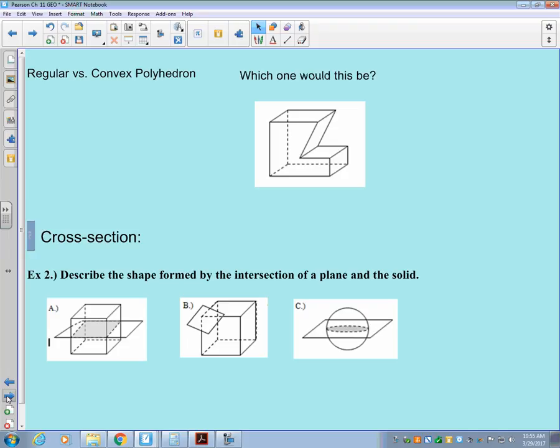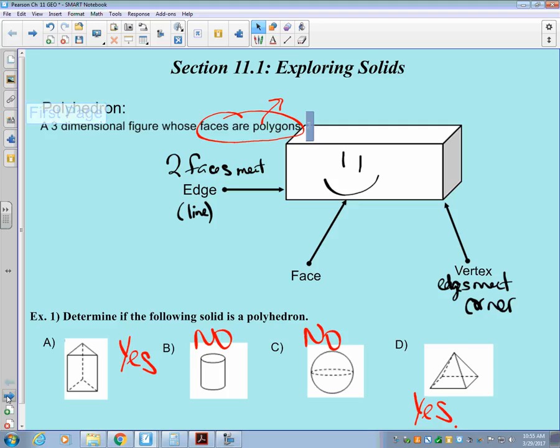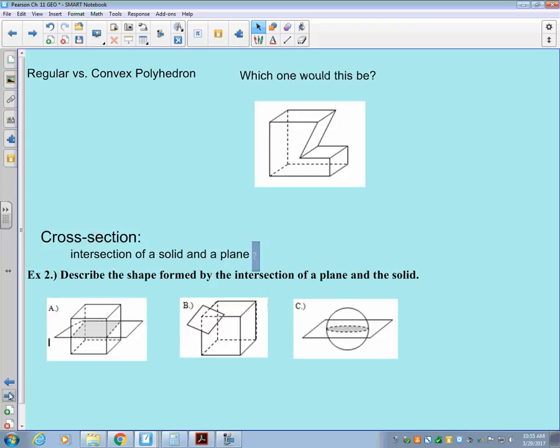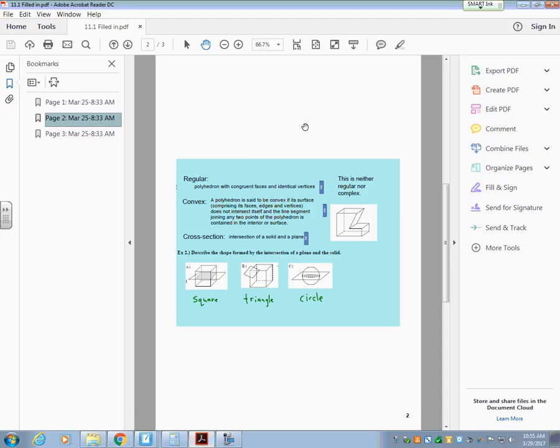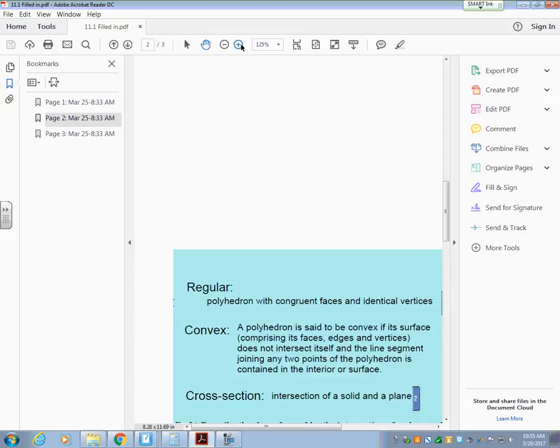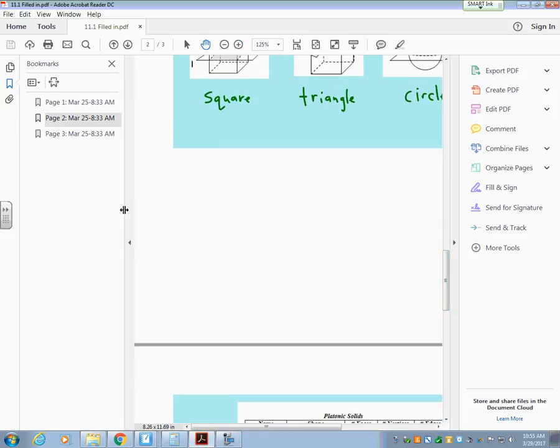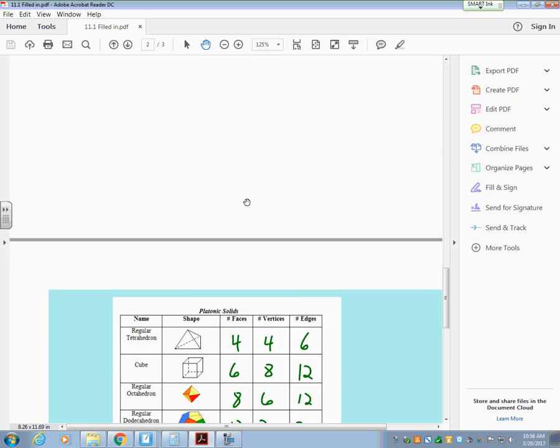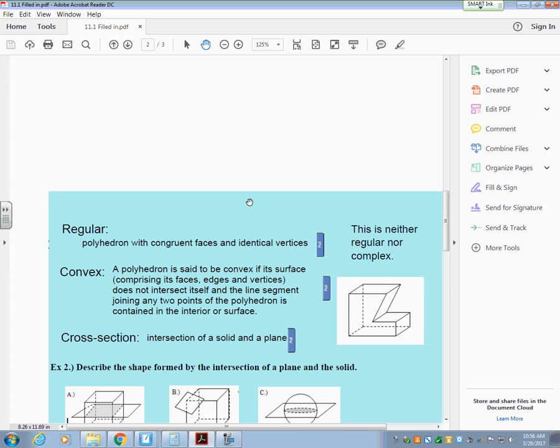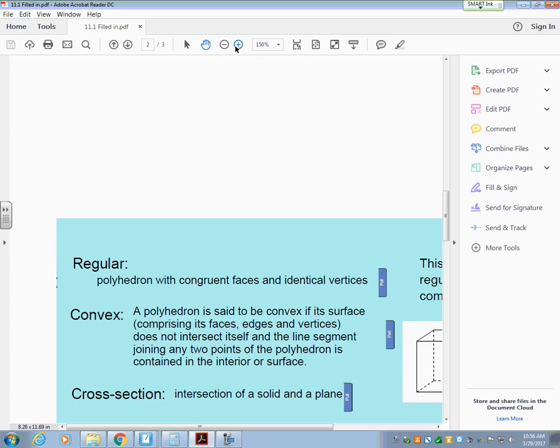All right, so this one is supposed to have wording, and the wording kind of got lost. I blame the internet. So let me help you out by pulling up the filled-in notes. Okay.